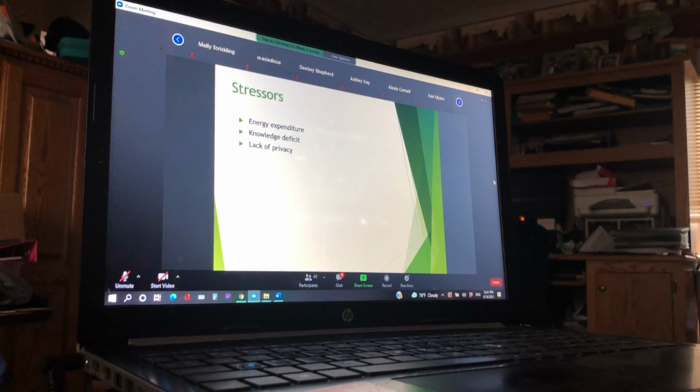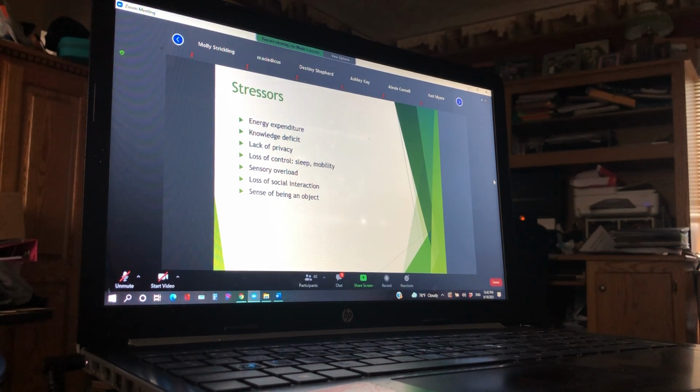Stressors, you can read over these. Knowledge deficit, lack of privacy, loss of control, inability to communicate with you, sense of being an object, fear of the unknown. Okay, all of those things come to play, and it all leads to panic for the patient. So again, having something to kind of calm them down, some type of anti-anxiety medication is helpful.